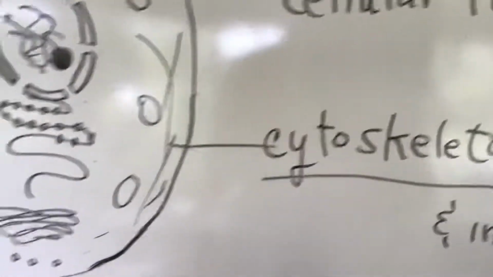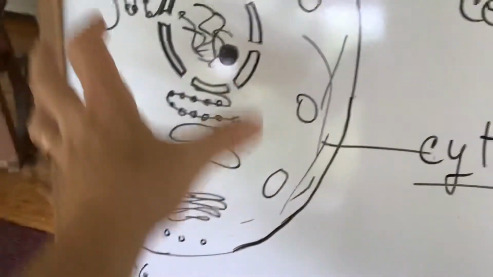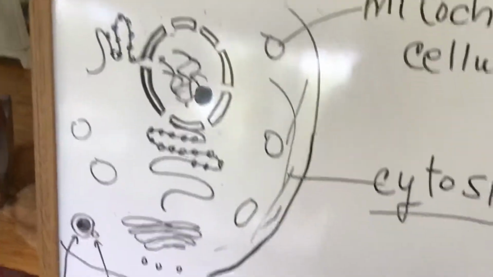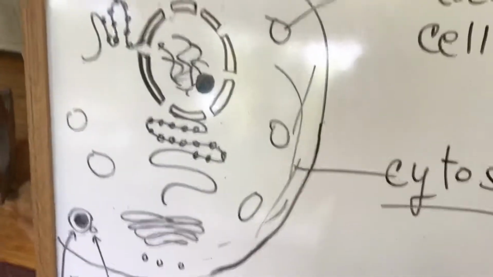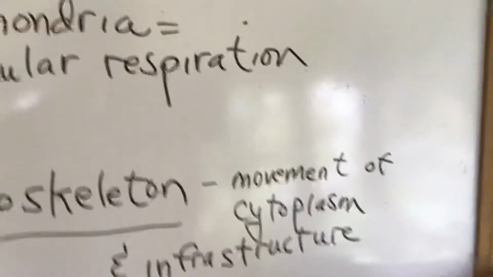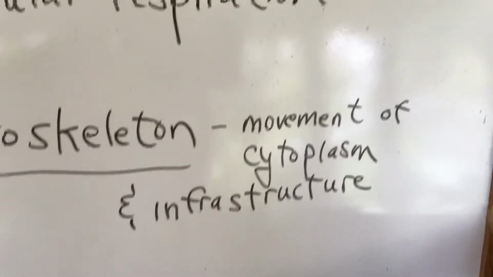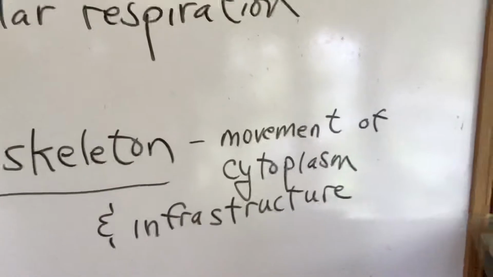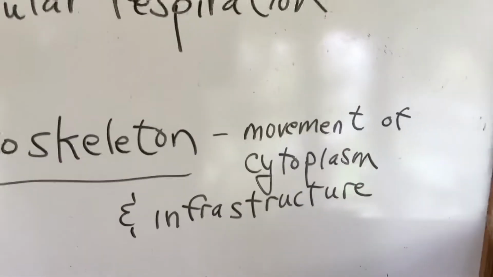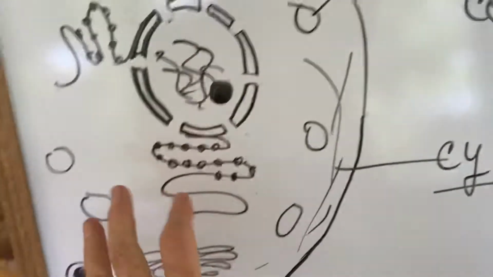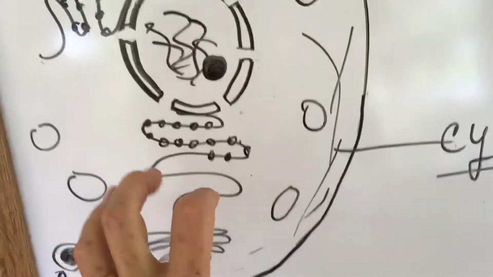The cytoskeleton is many protein filaments that occur throughout, especially in animal cells. There are some in plant cells as well. And if they're in plant cells, they're responsible for the movement of cytoplasm or cytoplasmic streaming called cyclosis, which we will talk about a little bit later. Actually, you'll talk about it in lab. But in animal cells in particular, it acts like an infrastructure.